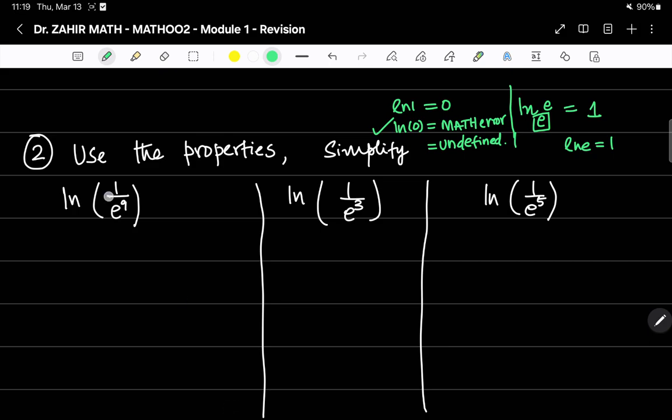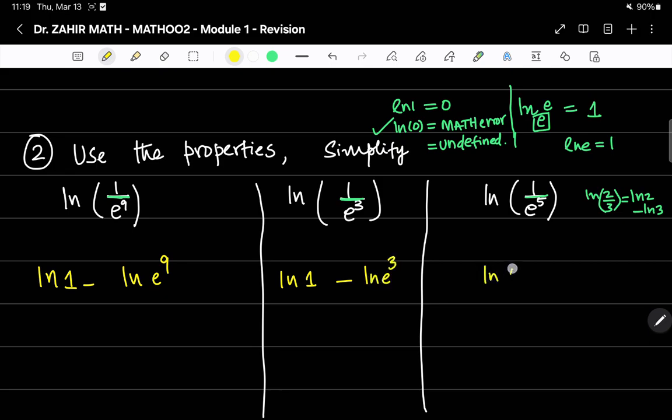So if you look at all these, can you see this one? What is this? Divide. If it is divide, what? ln 2 divided by 3 is equal to ln 2 minus ln 3. So I'm going to follow the same idea. This is equal to ln 1 minus ln e power 9. This one, ln 1 minus ln e power 3. ln 1 minus ln e power 5. So from condense to expand.